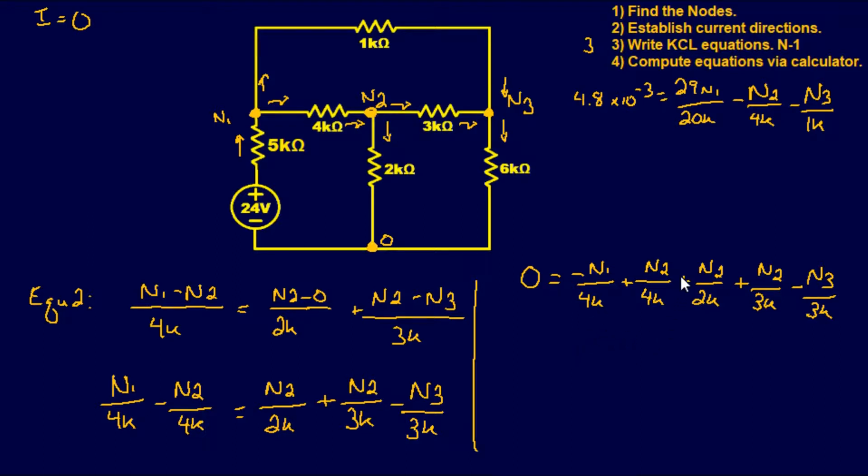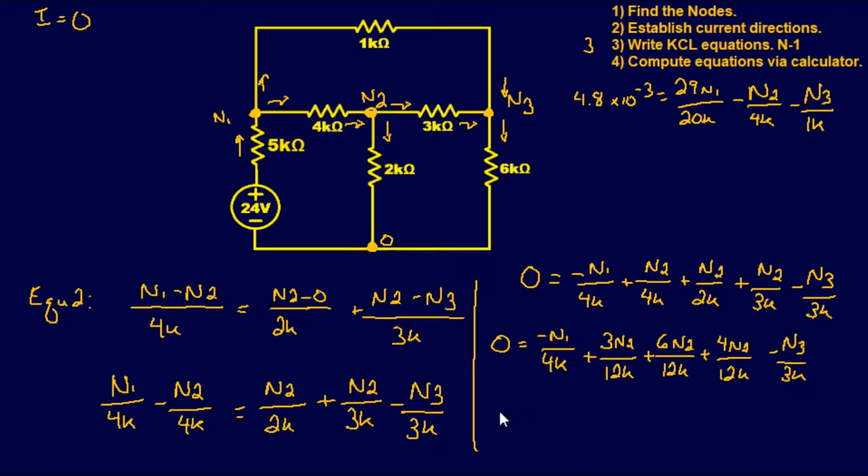Alright, now node 2 needs to have a common denominator, same as the last one. Well, looking at this, I can see you can make that a 12. Easy. So 0 equals negative node 1 over 4k plus, well, to make that a 12, we need to multiply this one times 3, so 3 node 2 over 12k plus, well, to make this a 12, I need to multiply it times 6, so 6 times n2, or node 2, gives you 12k, plus, multiply this one times 4, gives you 4 node 2, 12k, and then minus node 3 over 3k.